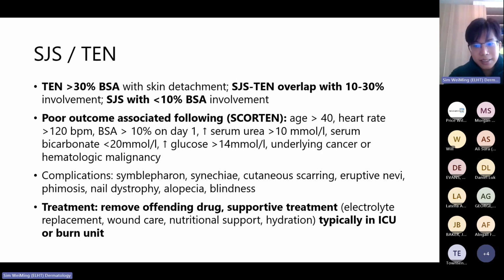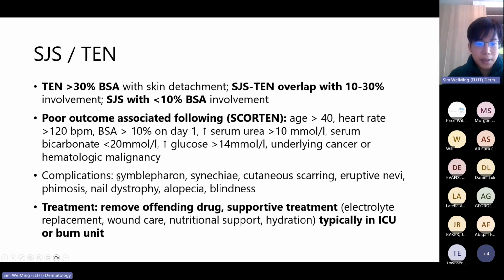Complications of SJS and TEN. I've written a whole list here. It's non-exhaustive, but basically most of these complications are pertaining to the scarring and adhesions that form when your skin heals from SJS and TEN.